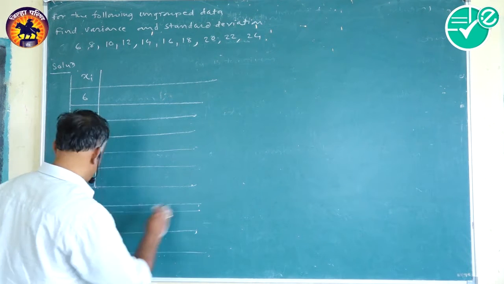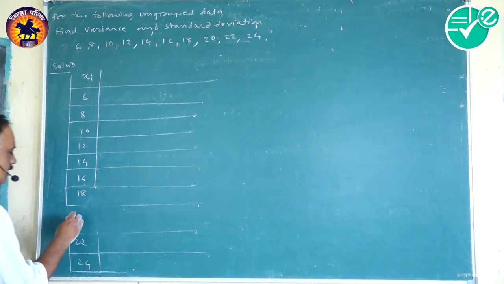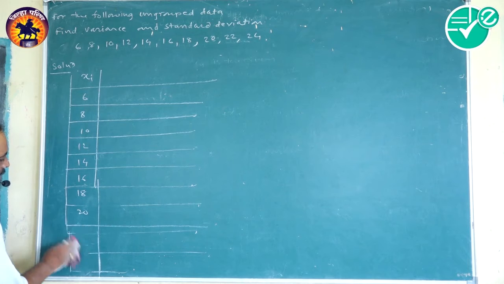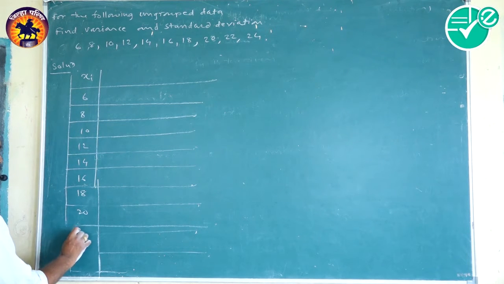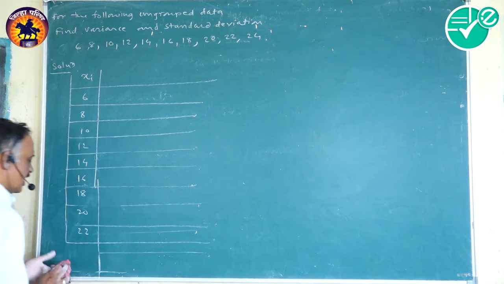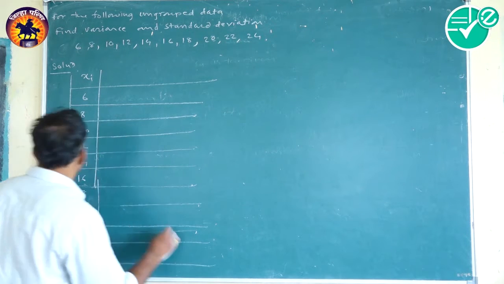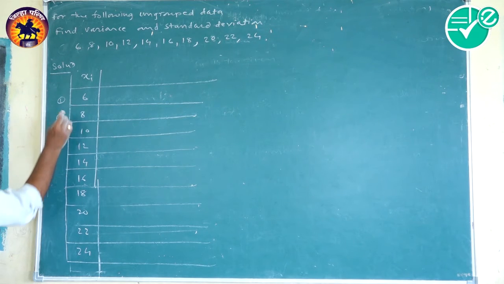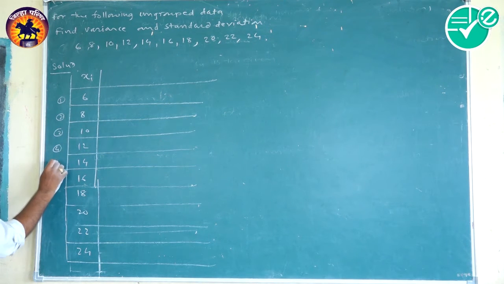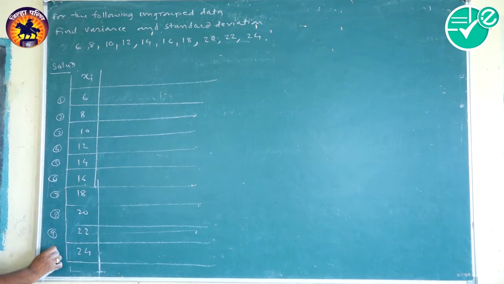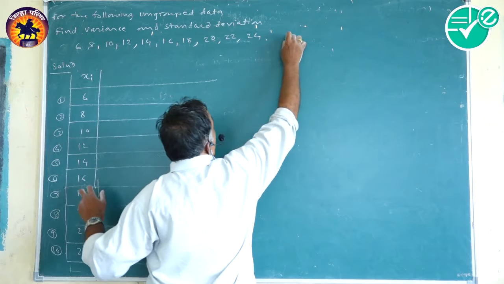18, then 20, 22, and lastly the 24. 1, 2, 3, 4, 5, 6, 7, 8, 9, and 10. The number of observations is equal to 10. So therefore, n is equal to 10.